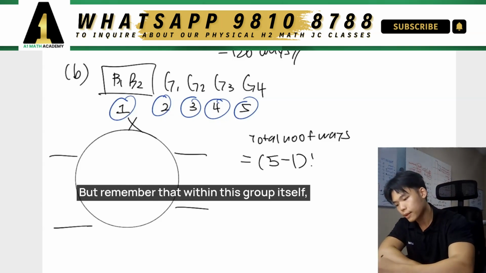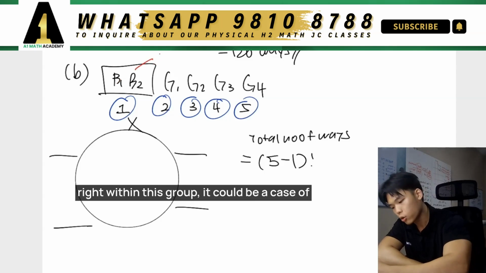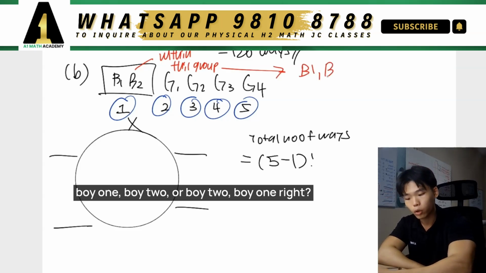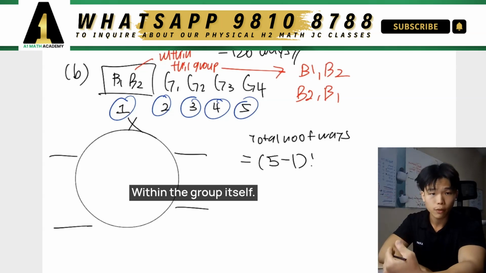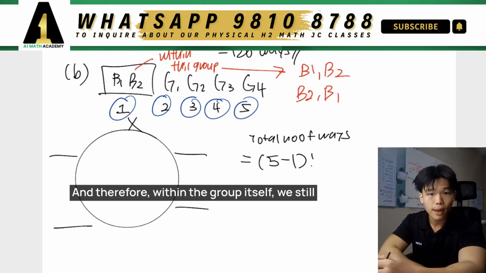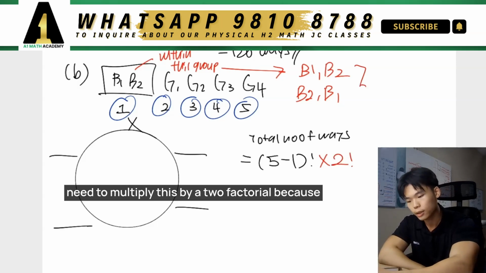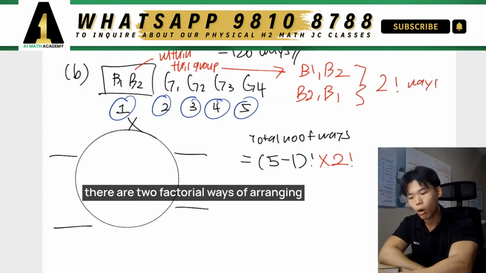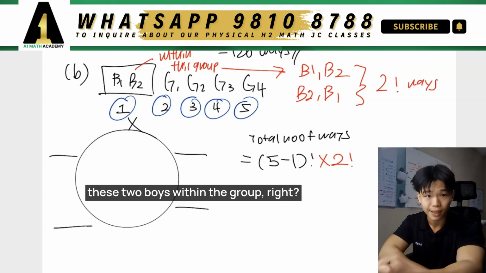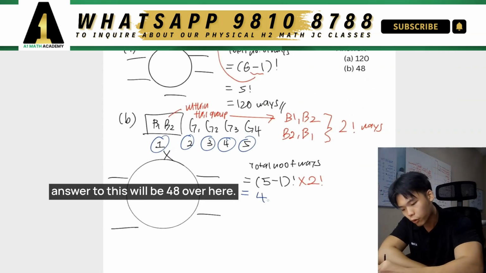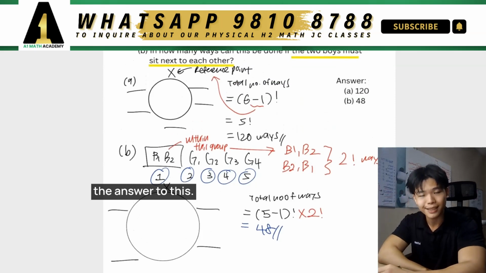But remember that within this group itself, it could be a case of boy 1, boy 2, or boy 2, boy 1. So we need to account for that as well. Therefore, within the group itself, we still need to multiply this by 2 factorial, because there are 2 factorial ways of arranging these 2 boys within the group. And therefore, the final answer to this would be 48. So that is the answer to this.